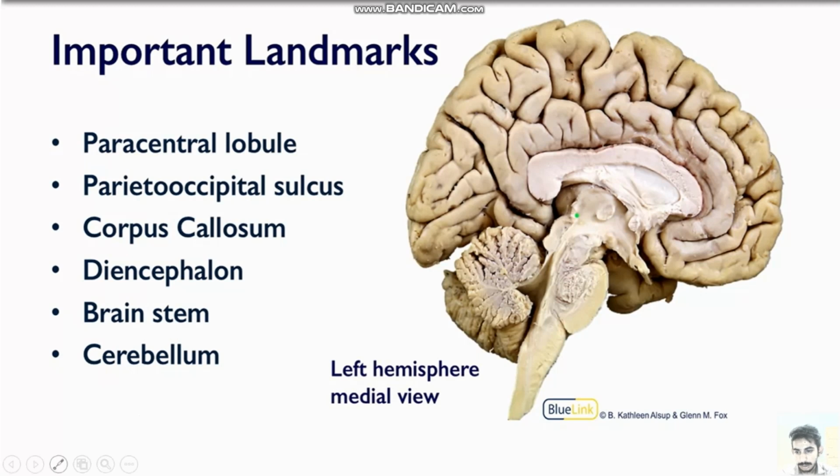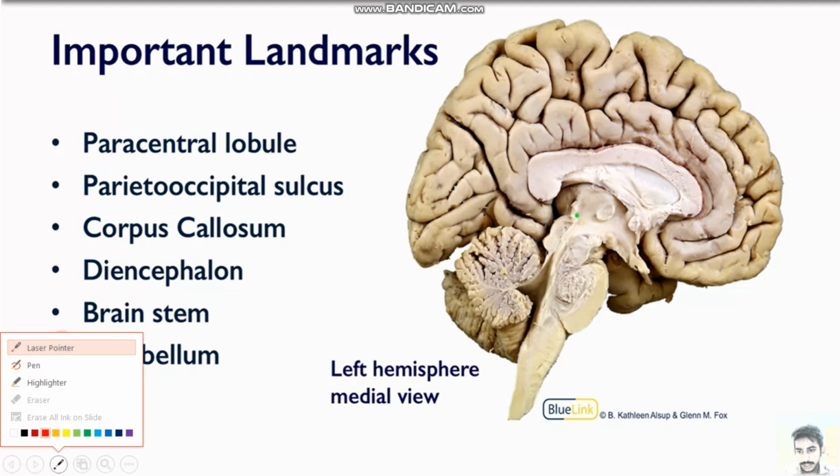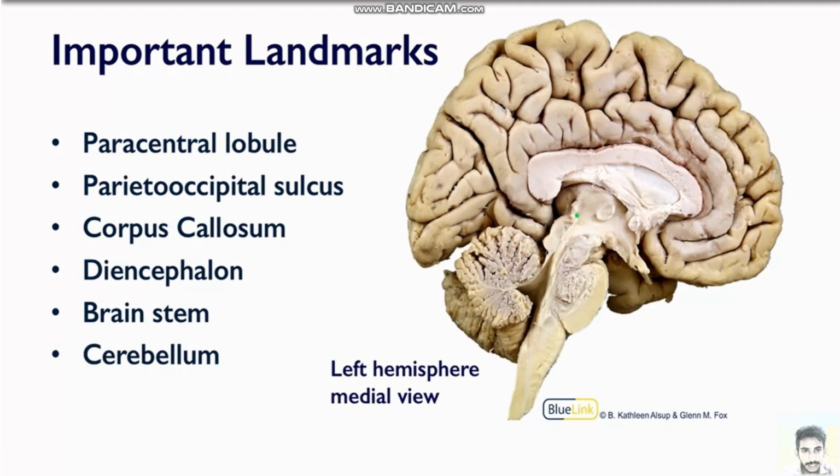Now, let's talk about some important landmarks. Let's first talk about the paracentral lobule. If you can see here, this is our paracentral lobule. This point is the paracentral lobule. This is where our pre- and post-central gyri are coming from the lateral surface onto the medial aspect of the brain.